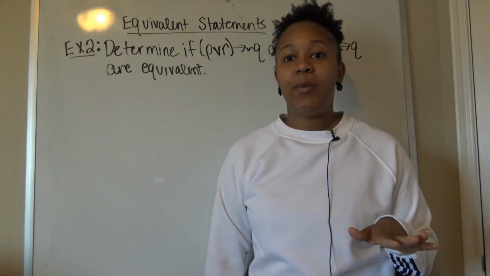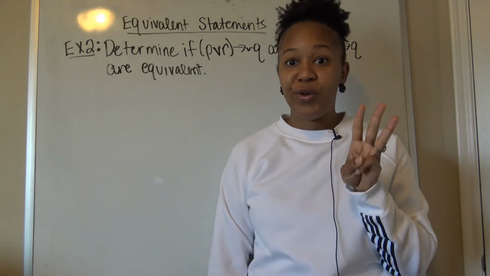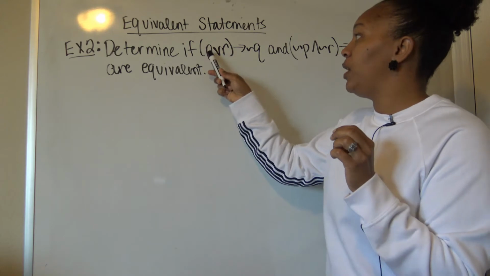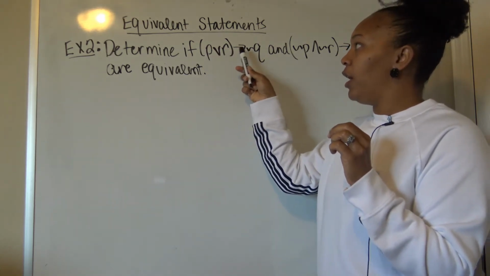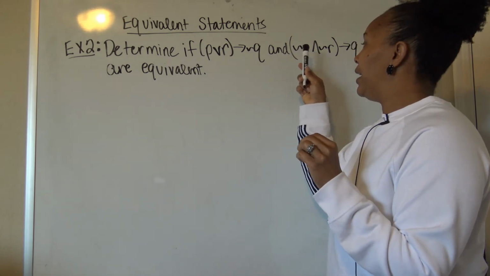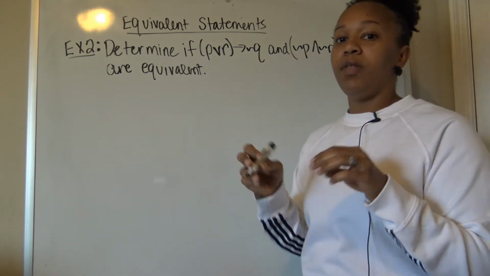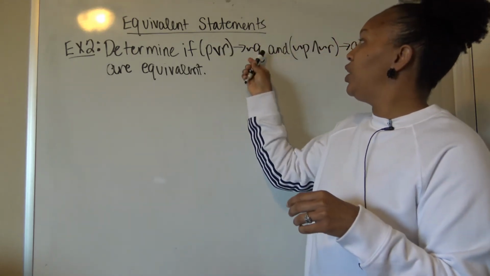In this next example, we want to look at statements that actually involve three simple statements. So in this example 2, we want to determine if P or R implies not Q, so if P or R, then not Q, and not P and not R implies Q, are equivalent or not. And notice we have P, Q, and R.